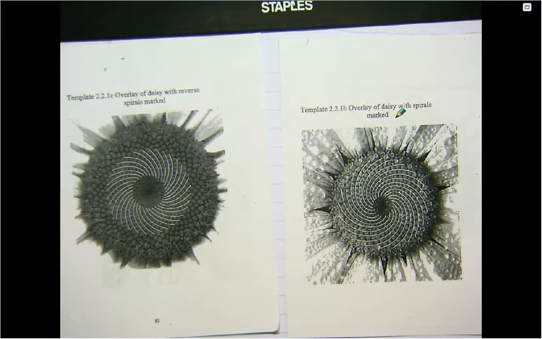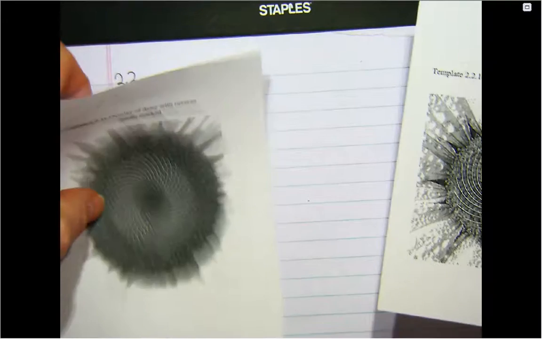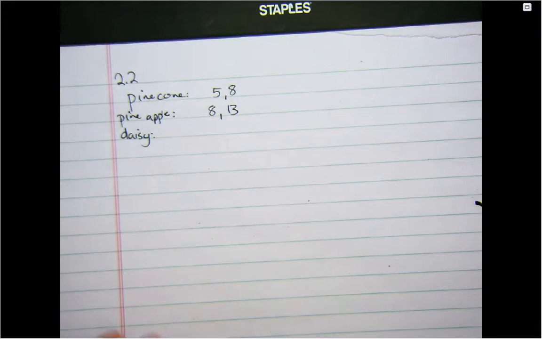Yeah, those are your pictures to keep, so feel free to draw on them. That'll make it easier. How many did you find? 21 and 34. Yep. 21 and 34.